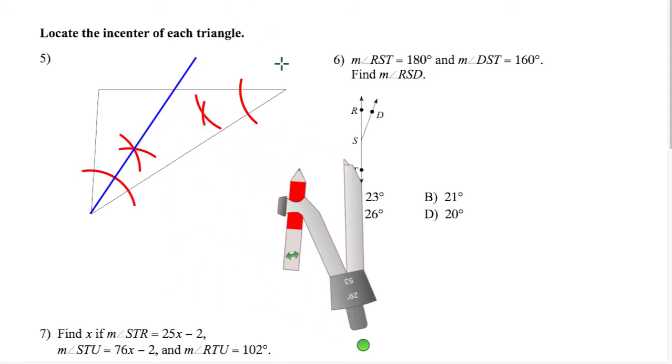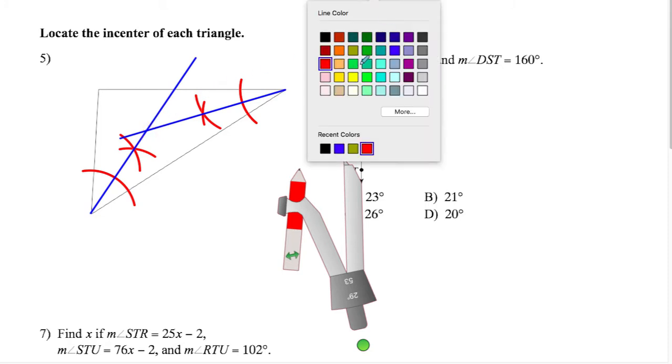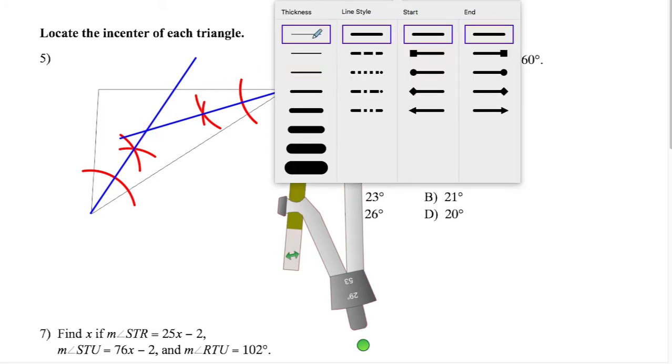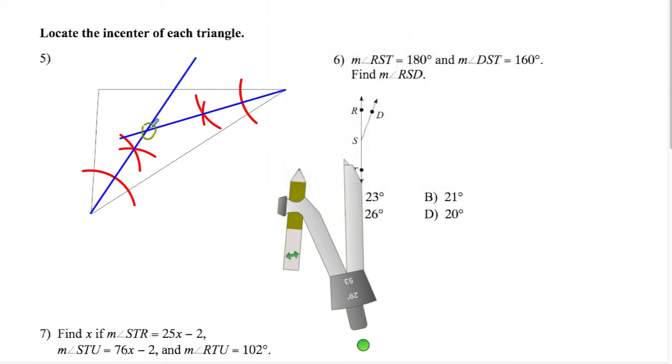Cool. And then if I make a line that goes from the vertex through that intersection point, we see that the in-center happens to be right there. So there, let me go back to green and there. So right there, that is the in-center. Make sure to always label your in-center. All right, nice. Okay, let's do number 6.